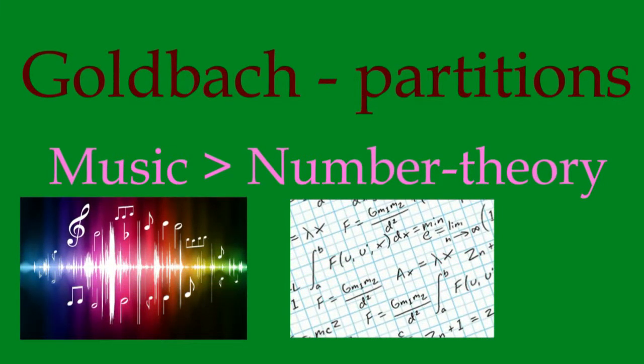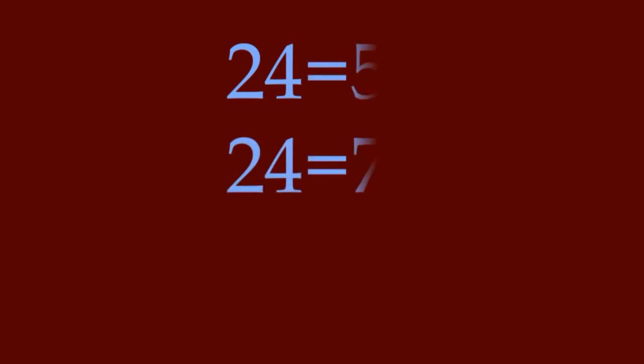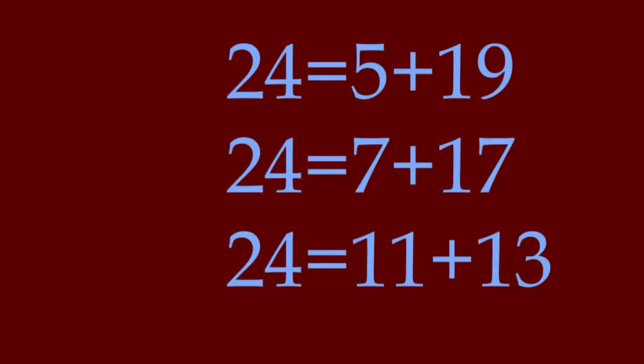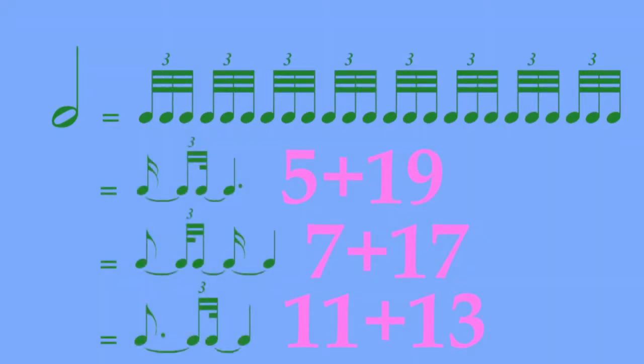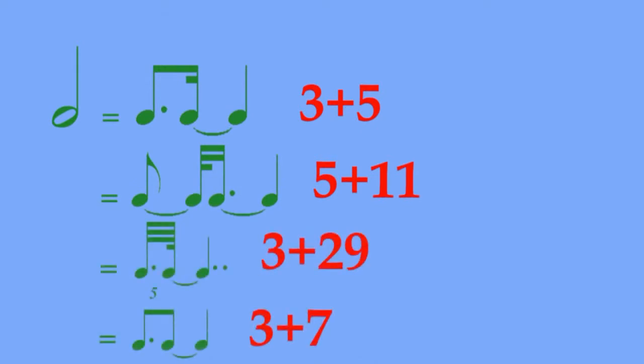I'll give you an example. The number 24 can be partitioned in 5 plus 19, 7 plus 17 or 11 plus 13. A half note corresponds to 24 32nd notes under triplets. Therefore, the mentioned partitions can be applied as well. Furthermore, this half note could be subdivided in 3 plus 5 16th notes, 5 plus 11 32nd notes, 3 plus 29 64th notes, or in 3 plus 7 16th notes under quintuplets.